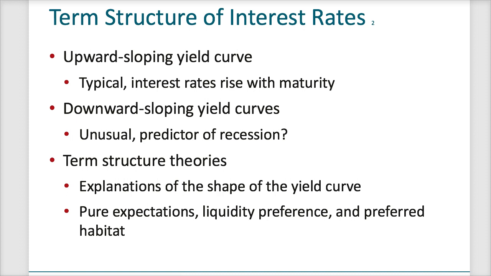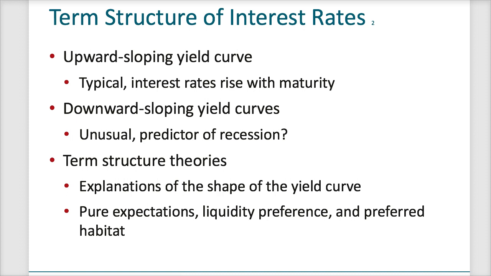But when we do measure the term structure, we typically use government treasuries at different maturities: 3, 5, 10, 15, 30-year treasuries, to look at how the interest rates compare across that time frame.